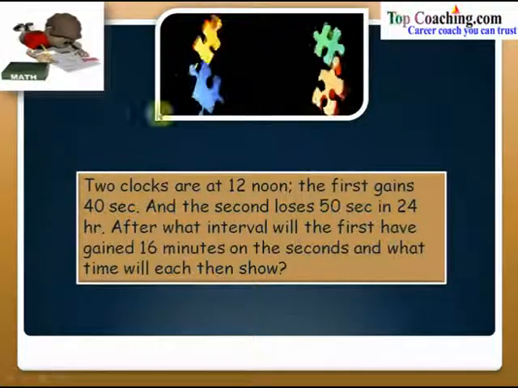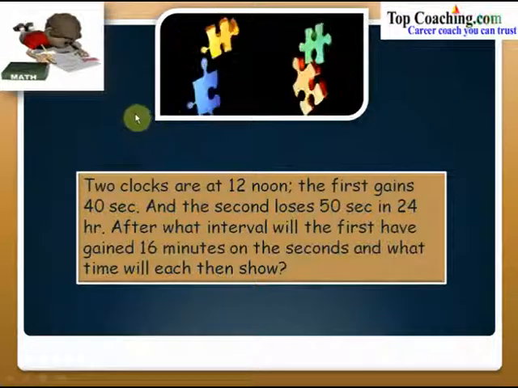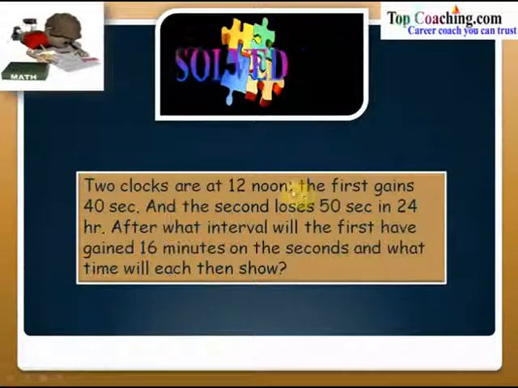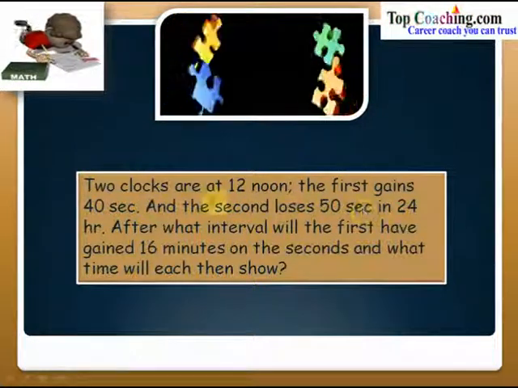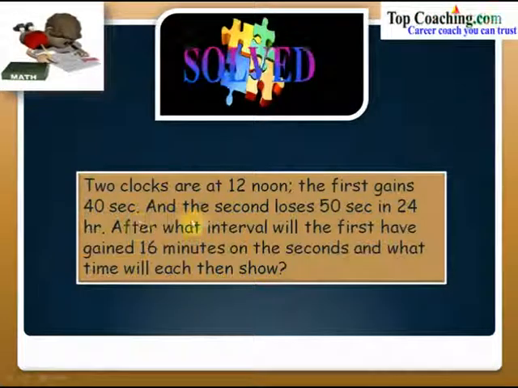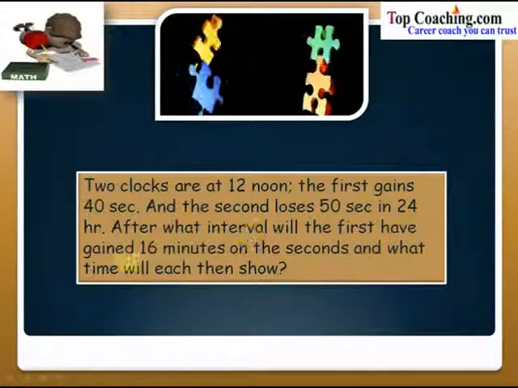So let's solve a problem based on the concept of incorrect clocks. It says that two clocks are at 12 noon. The first gains 40 seconds and the second loses 50 seconds in 24 hours. After what interval will the first have gained 16 minutes on the second, and what time will each show then?